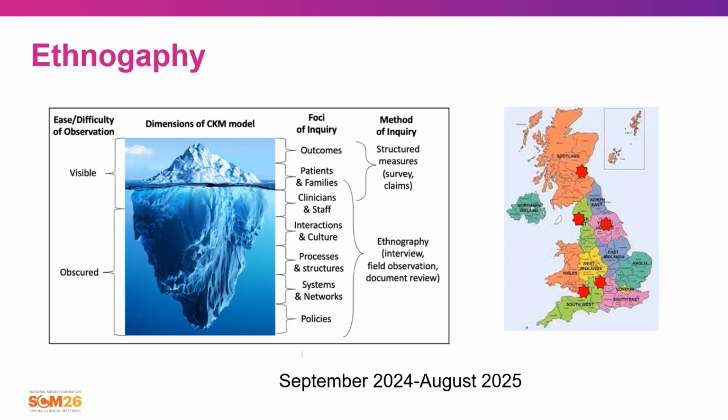But there's so much more that goes into effective care delivery or an effective complex intervention. And those things include institutional cultures, policies, care interactions, care processes. And these are more obscured and live underneath the surface and best illuminated with ethnographic methods.